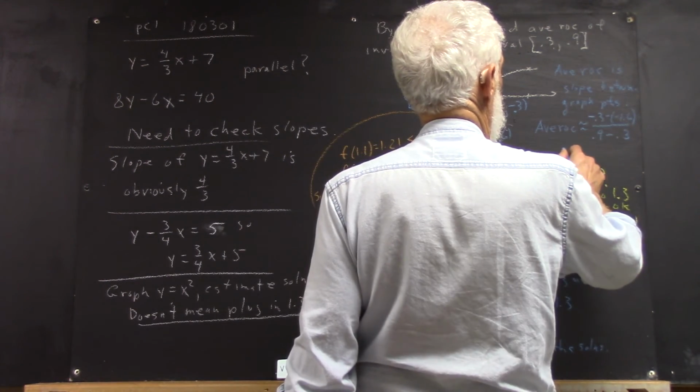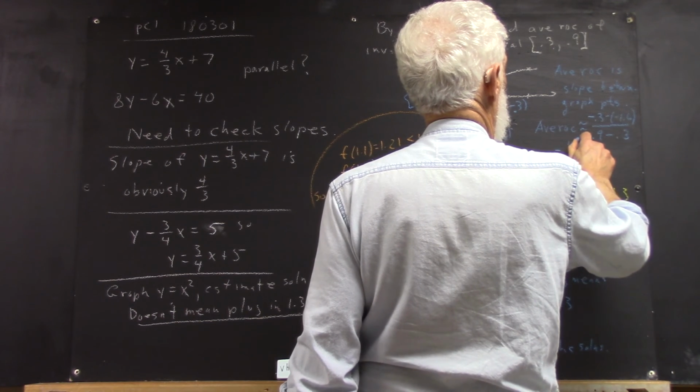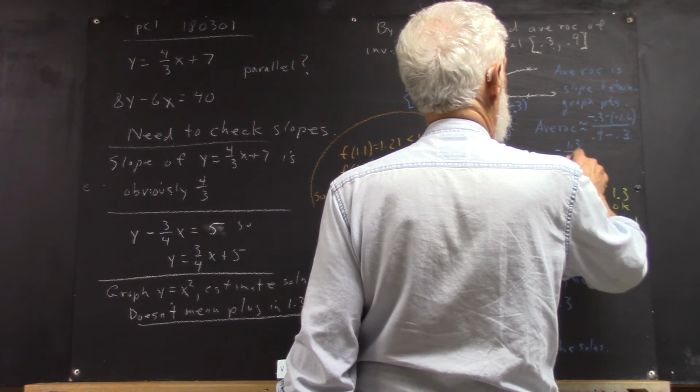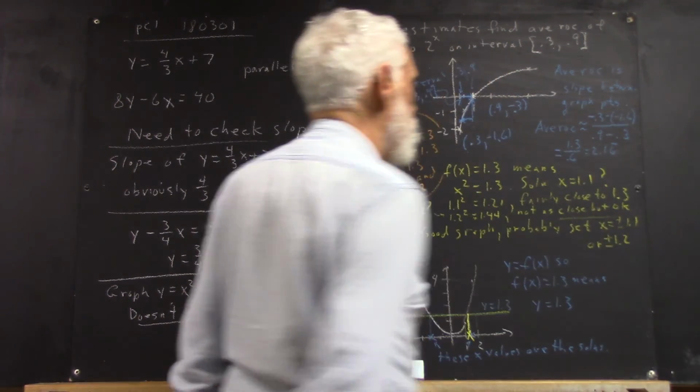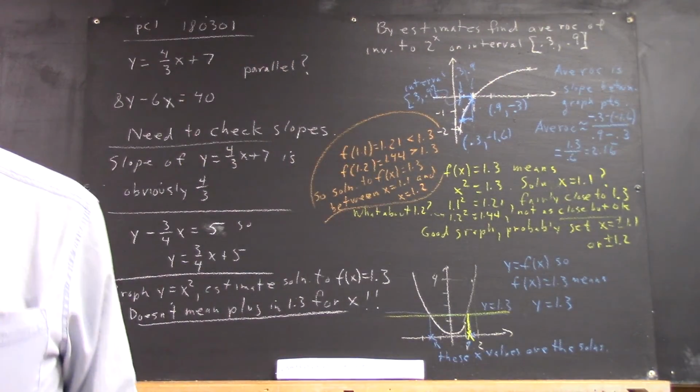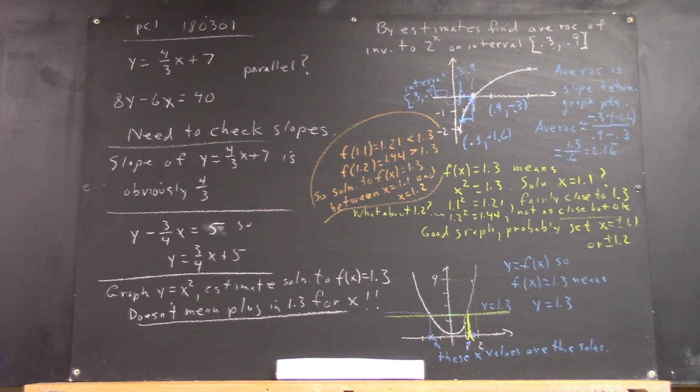Then, of course, that's 1.3 divided by 0.6, which is 2.16 repeating, if I did my quick arithmetic correctly. Wait, where's the triangle? I can't see it. 0.6.